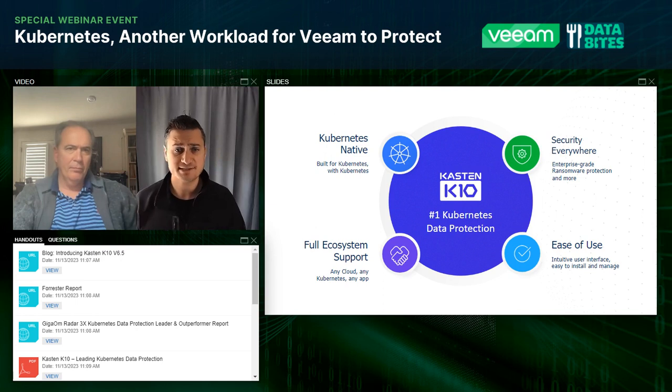Whereas when we're looking at Kubernetes, it's fundamentally different, right? Our applications are spread across multiple pods, potentially multiple containers, but also multiple PVCs, or persistent volume claims.